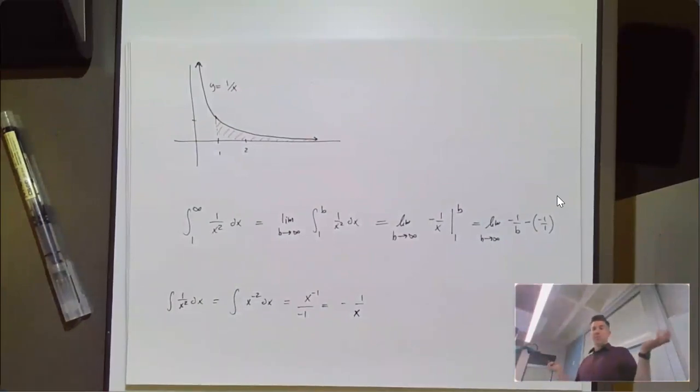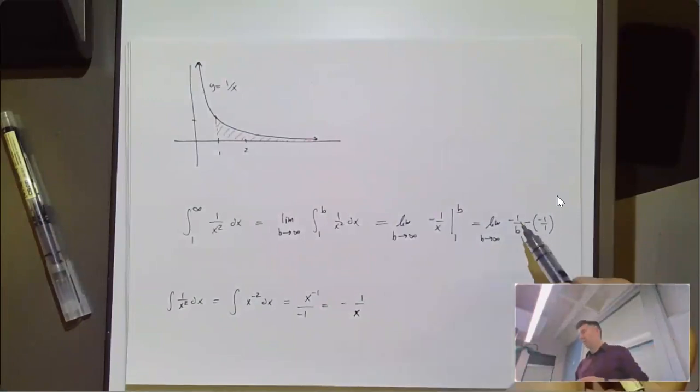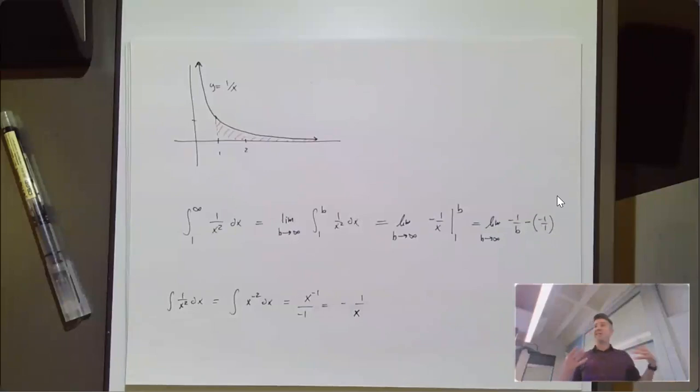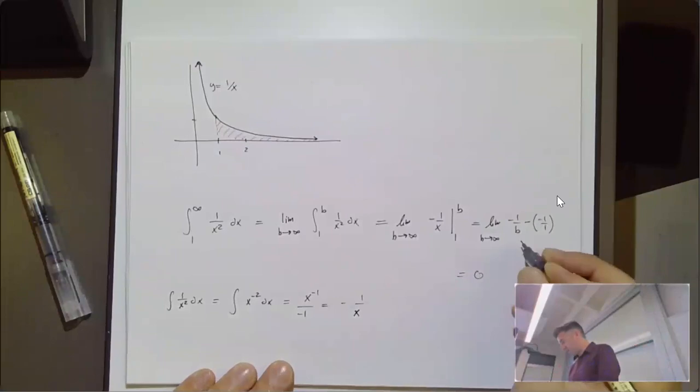Does it get really, really big or really, really small? Let's see, 1 divided by 100, it's like 0.01. There it goes to 0. It goes to 0, right? When you have something that's getting divided by a larger and larger number, that fraction is getting smaller and smaller. So this is going to end up being 0 minus negative 1, which is just 1.